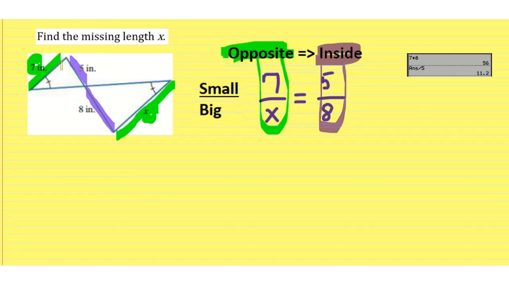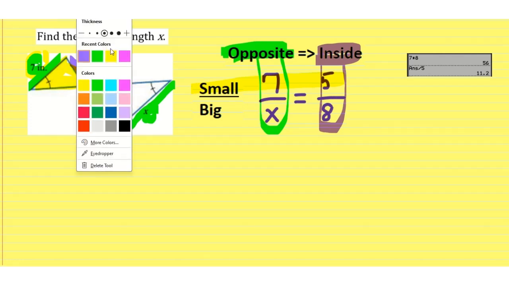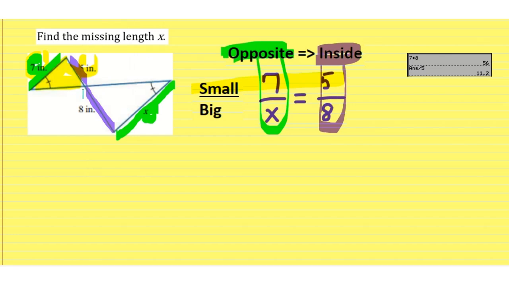And we have to understand that the small triangle has to do with the 7 and the 5. So the small triangle is the 7 and the 5. And let's go to a different color here. There we go. Okay. And then the large triangle has to do with the 8 and the mystery X. So the large or big triangle has to do with the mystery X and 8.